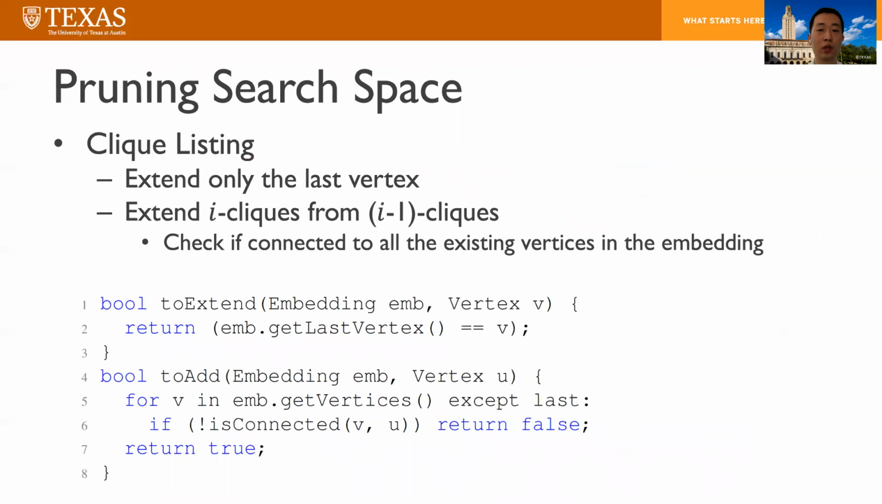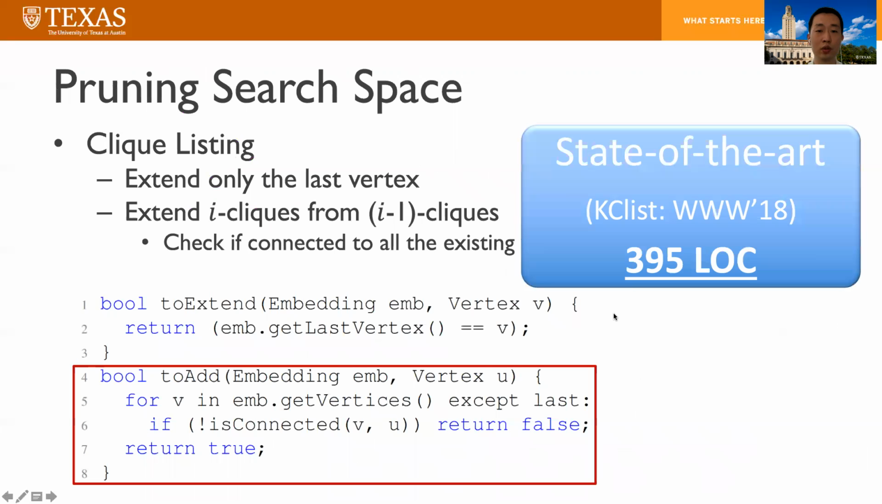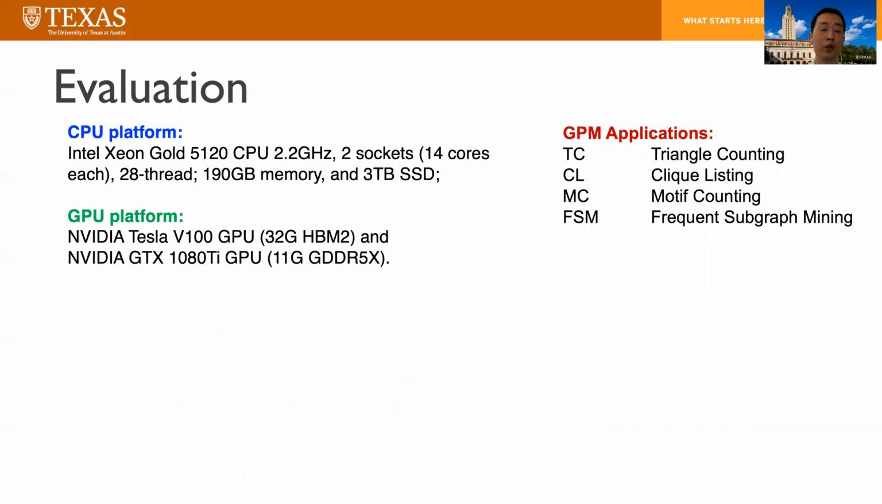This is the Pangolin user code for k-clique listing. To implement the pruning in Pangolin, we only need to implement 2 API functions, toExtend and toAdd. In comparison, the handwritten k-clique listing solver has almost 400 lines of code. Note that previous systems do not expose the toExtend API function, and therefore their users cannot implement this optimization of pruning.